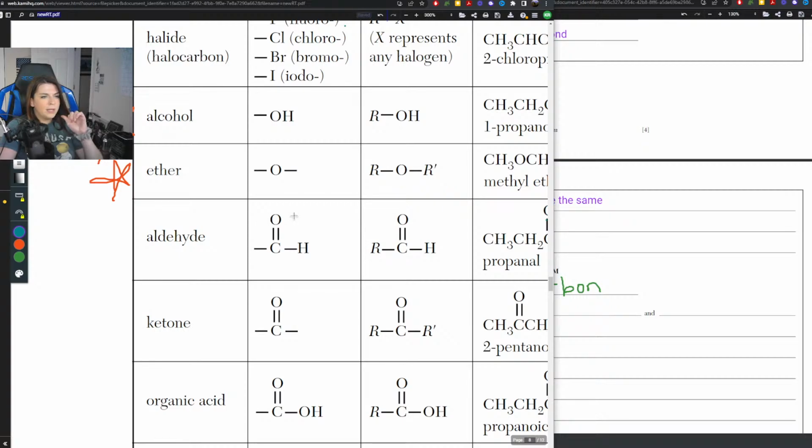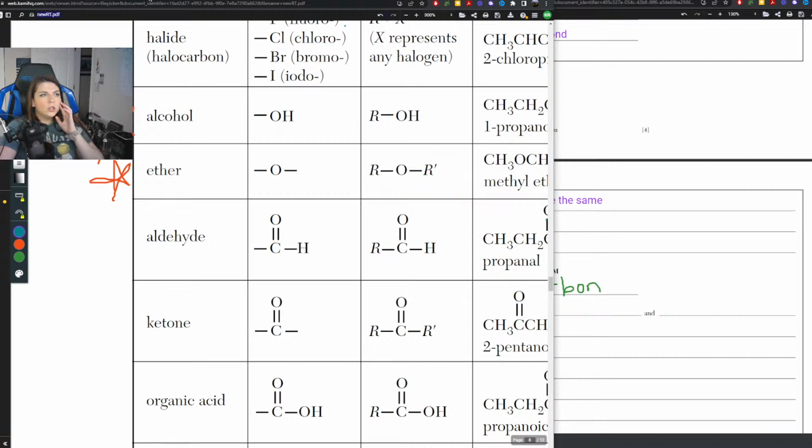Aldehydes have that double bonded oxygen. Ketones have a double bonded oxygen. But there is just one difference between an aldehyde and a ketone. The aldehyde absolutely has to have the double bonded oxygen on carbon 1. It has to be at the end of the molecule. That's what makes it an aldehyde. The ketone is going to have that double bonded oxygen anywhere but the end. Okay? So that's the only difference. It's just the placement of that double bonded oxygen.